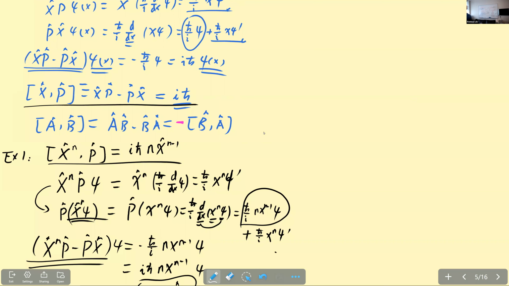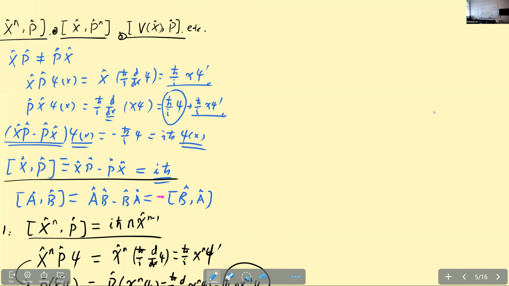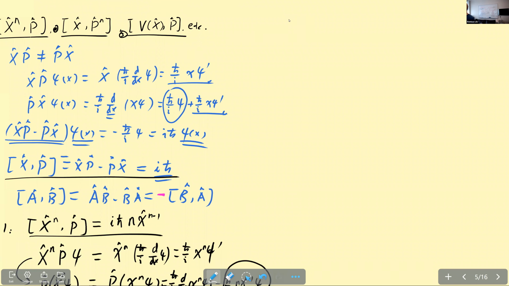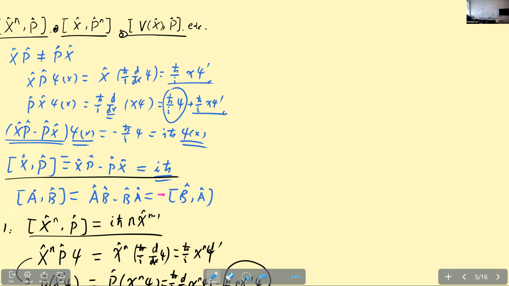You can actually generalize this one to other terms, okay? For example, you can have a times x to the fourth power, and the p. And this a is just a constant.